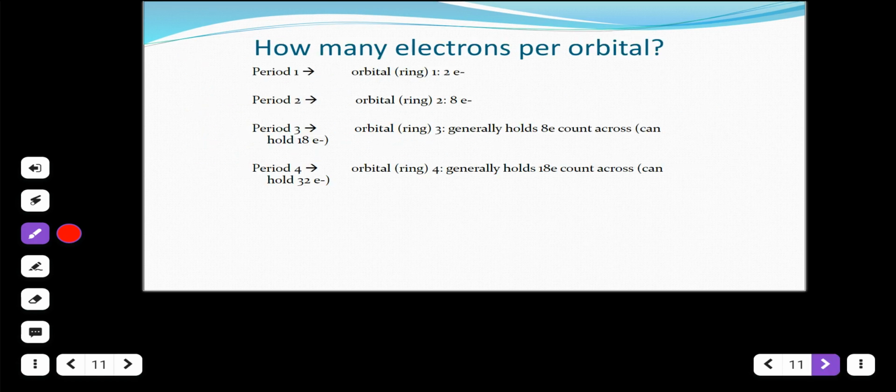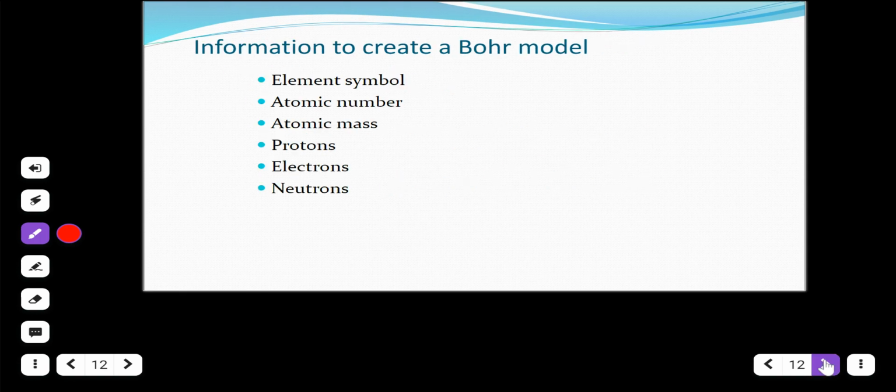Okay, the first orbital shell, or ring, can hold up to 2 electrons. The second can hold up to 8 electrons. The third can hold a maximum of 18. And the fourth can hold a maximum of 32. Okay, information that we need to know to create a Bohr model: what's the symbol, what's the atomic number, mass, and then all of our P's, N's, and E's.